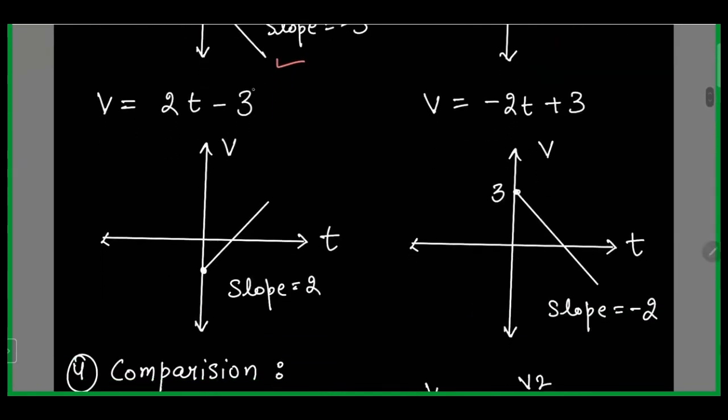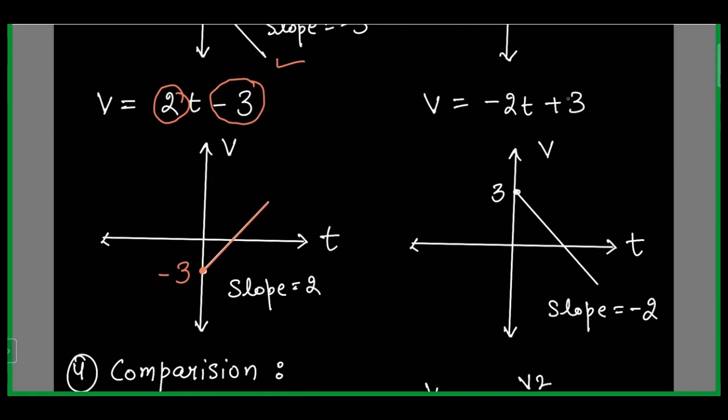Now you can clearly see your intercept is minus 3, and your slope is positive. So starting from here, you will increase the graph because your slope is positive. If your slope were negative, it would have gone down. But in this case, the slope is positive. So you started from minus 3, but you increased your graph because the slope was positive.